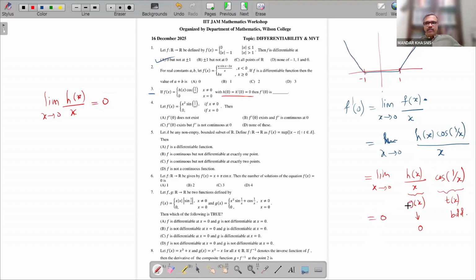Understood? This is a famous result. Even if the other limit doesn't exist, if it is a bounded function and the other fellow is going to 0, then the product goes to 0. Fine, I hope it's done.